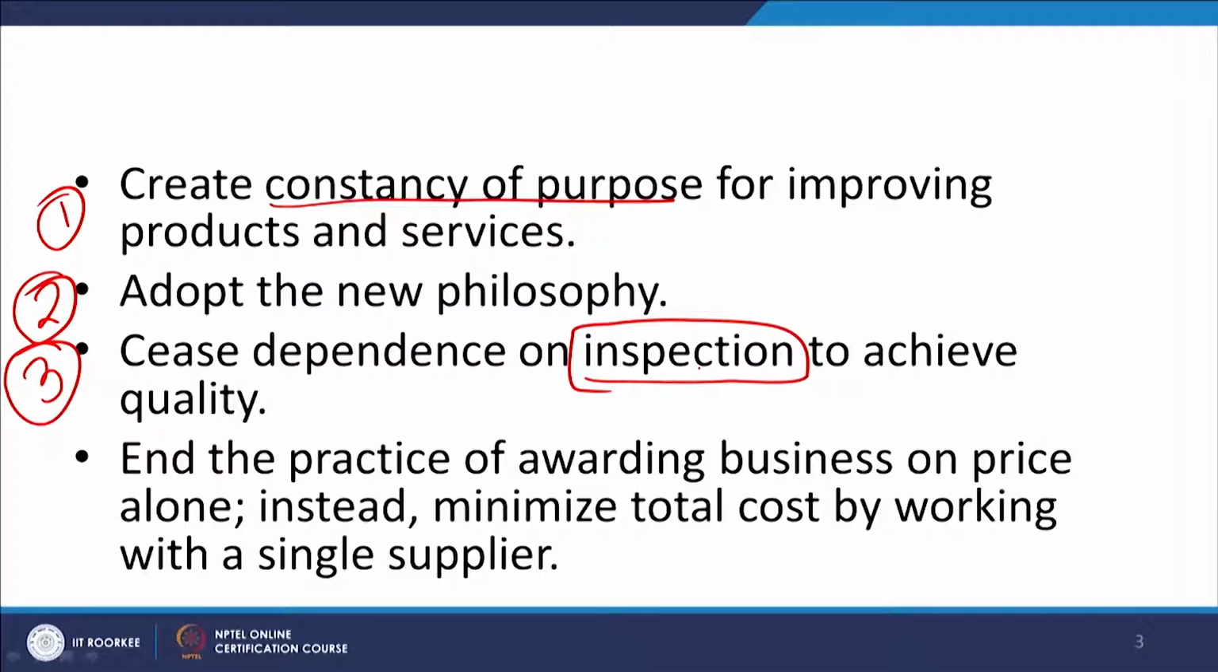Then the third important point is cease dependence on inspection to achieve quality. The traditional view of quality is about inspection, that is the traditional approach. We thought that let us produce as much as we can, and there is an inspector sitting at the end of this production line, and it is the duty of that inspector to finally check whether the products are meeting the standards or not. So, it is not my responsibility, it is the responsibility of that checker, that inspector who is sitting at the last of this production line, and he is doing the sorting, he is doing the grading, and accordingly the products will be passed or rejected.